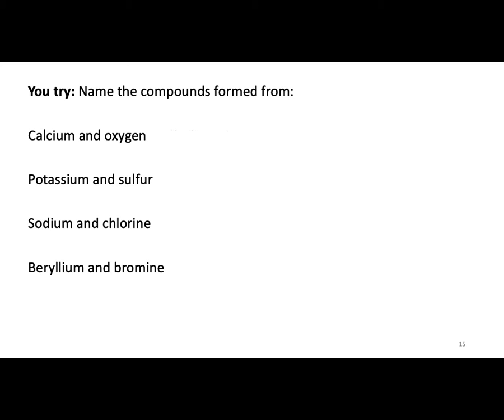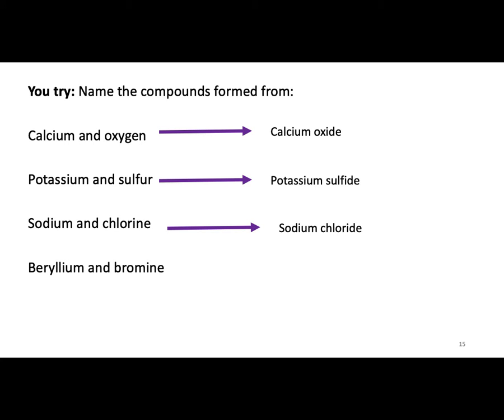Okay, how did that go? Here are the answers. Calcium and oxygen is calcium oxide. Potassium and sulfur is potassium sulfide. Sodium and chlorine is sodium chloride. Beryllium and bromine is beryllium bromide. How'd you do?